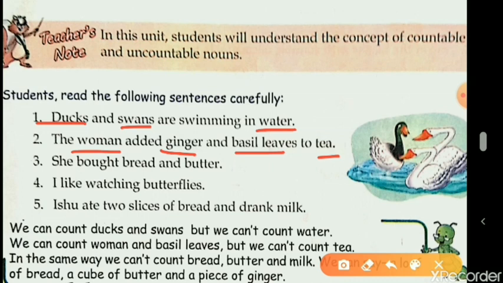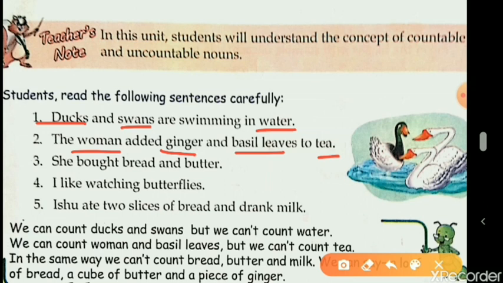Ginger, can you count ginger? No, we cannot count ginger. So, we say a piece of ginger or 100 grams of ginger, half kg of ginger, isn't it? But we cannot count ginger. So, ginger is uncountable, whereas women are all countable. Now, basil leaves. We can count basil leaves, yes. So basil leaves are countable.